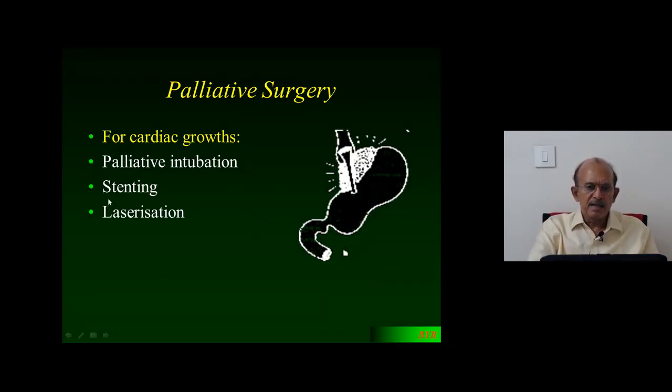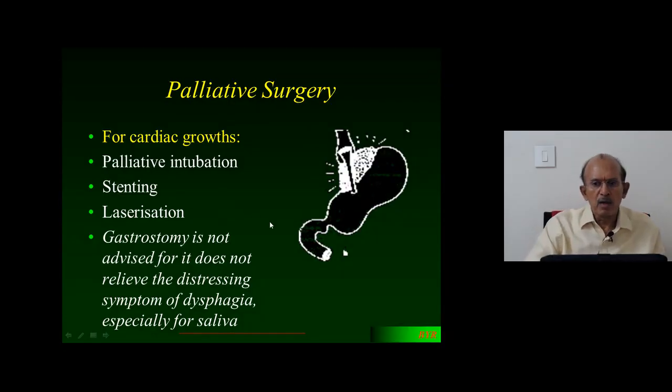Or you can do laserization. Laserization means you pass an endoscope, see the tumor mass in the lower end of the esophagus or at the cardiac end. So with the laser rays, you burn the tumor and make a tunnel. So by burning the tumor, you create a tunnel through the tumor into the stomach. So that is called laserization or laser tunnel formation.